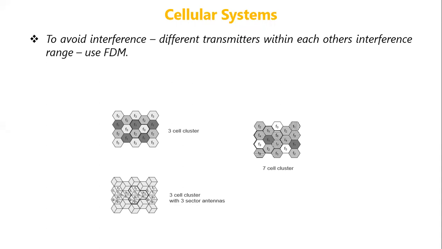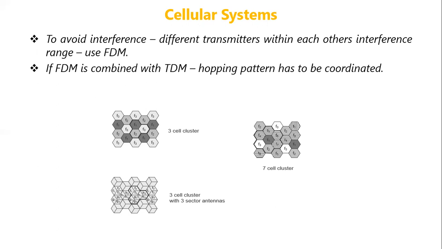Otherwise, you can also use a combination of frequency division multiplexing and time division multiplexing, as we have discussed sometime earlier. If you use the combination of frequency division multiplexing and time division multiplexing, then the hopping pattern should be coordinated. The general goal is never to use the same frequency at the same time within the interference range. Two possible models are available for cell patterns with minimum interference, shown here in the diagram.